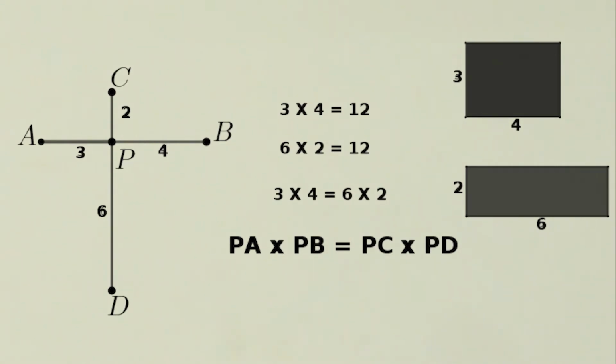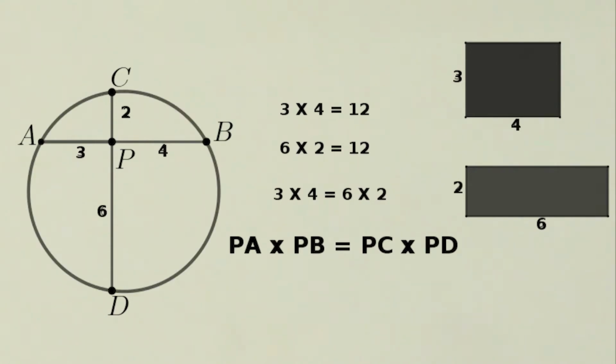According to our result, 3 into 4 equals 6 into 2, we should be able to draw a circle around these 4 points A, B, C and D. I'm going to try to draw a circle and let's watch. Yes, that is true, isn't it? So we can represent the same fact about intersecting chords into the areas of two rectangles.